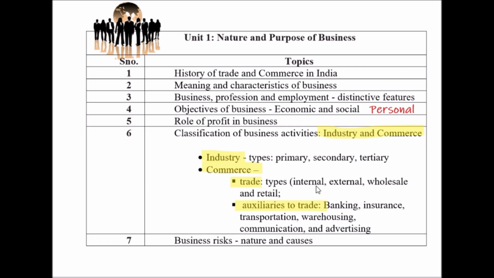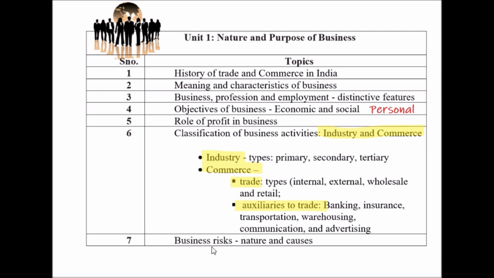There are different types of trade: internal, external, wholesale, retail. Then in auxiliaries to trade we have these auxiliaries which are there: banking, insurance, transportation, warehousing, communication and advertising. So this is the 6th topic.